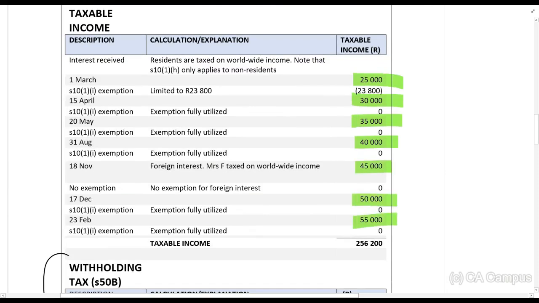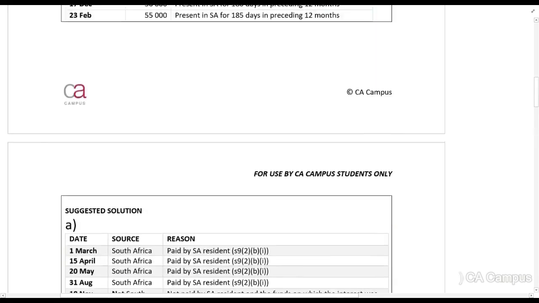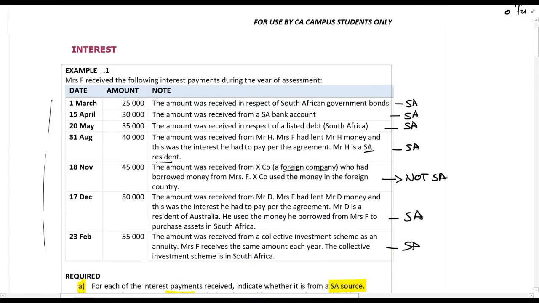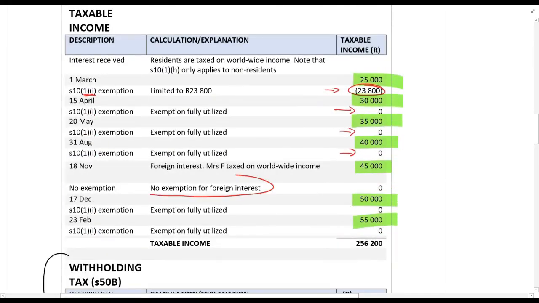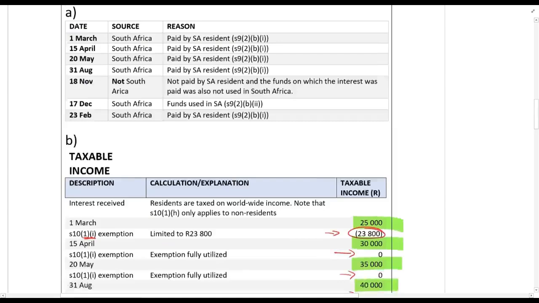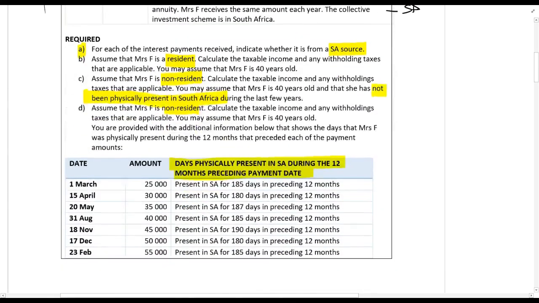Right, and what do you get for interest? You get an interest exemption. She's younger than 65, so 23,800. Right, you only get it once, so all of these others are just to show you that it's already been used. Then just quickly, guys, just remember, this is a comment here, the 18th of November, this one which is not from a South African source, there is no exemption available for that. It's foreign interest. Okay, so that's very simple.